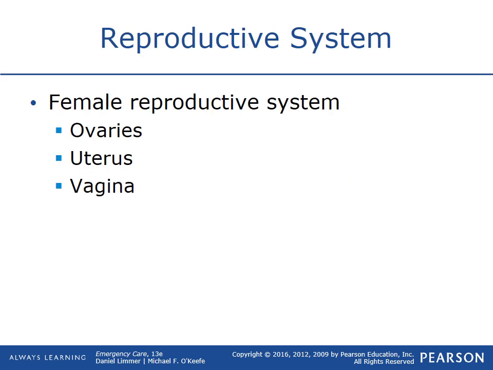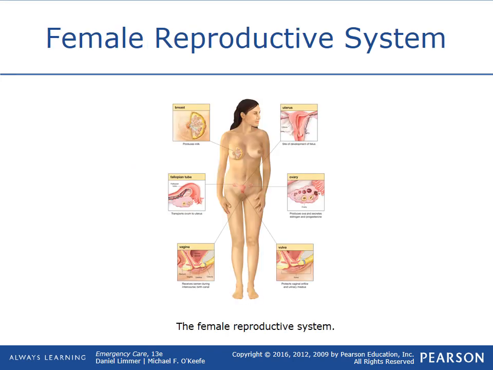Our reproductive system, our female reproductive system, has the ovaries, which is where the egg sacs are, the uterus, where the baby develops, and then the vagina, which is the opening that the baby is born through. And here you've got pictures of that. Refer to your book also to get some better pictures and read the articles.